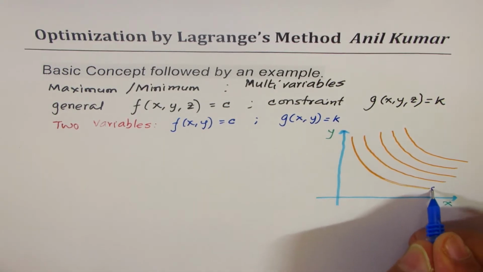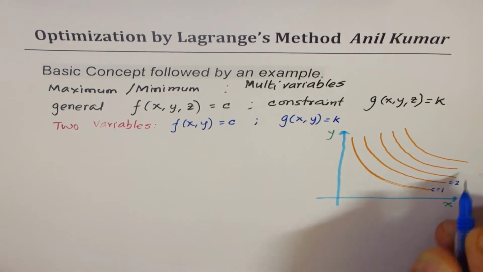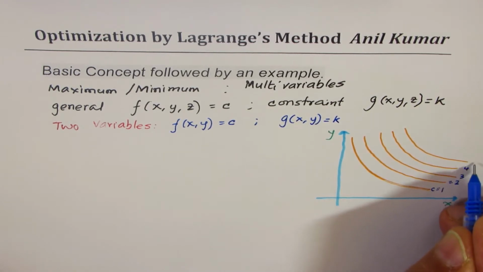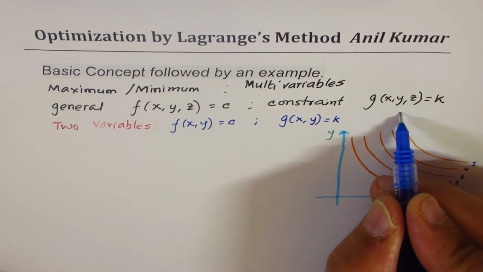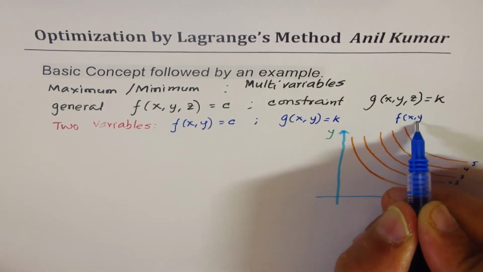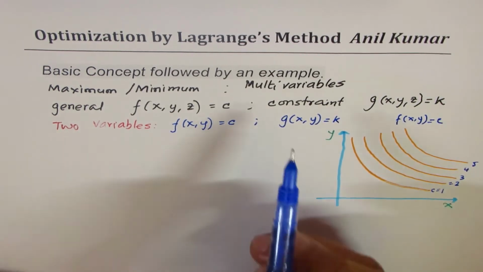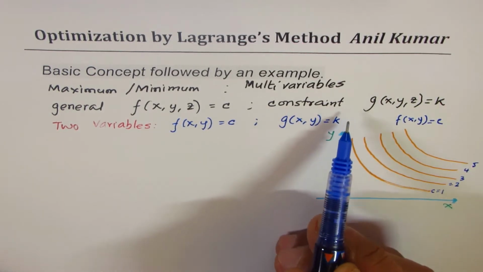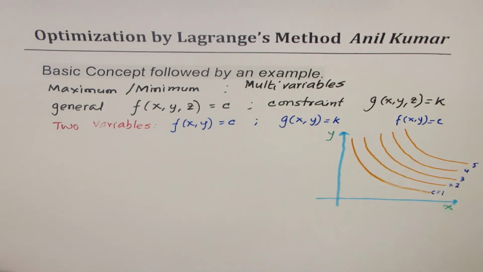So let's say if c equals 1, this is the curve. If c equals 2, that is the curve. For 3, this is the curve. 4 and 5, kind of like this, right? So that is my function f(x,y) equals c for different values of c. When we say constraint on the function, that means we're only considering the points. So what does this constraint mean?